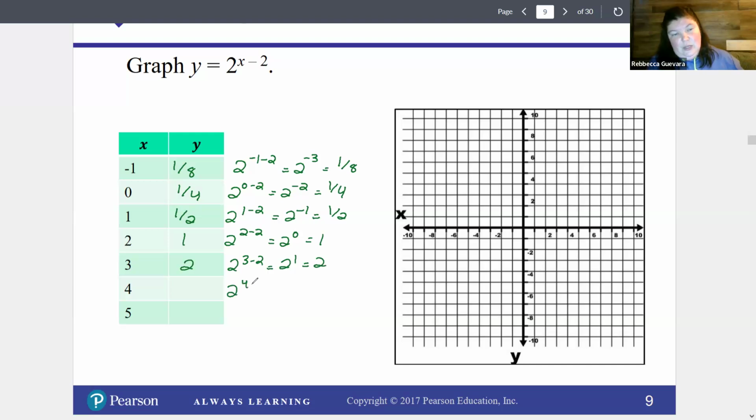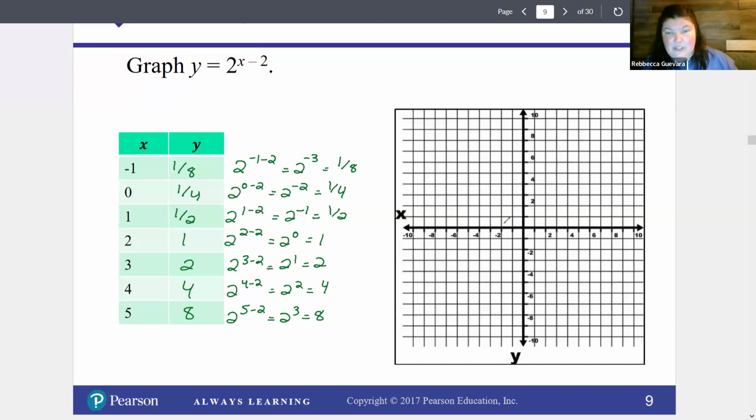We have x is 4, so that's 2 to the 4 minus 2. That's 2 squared, so that is 4. And then my last one is 2 to the 5 minus 2, which is 2 to the 3rd power, and this is going to be 8.